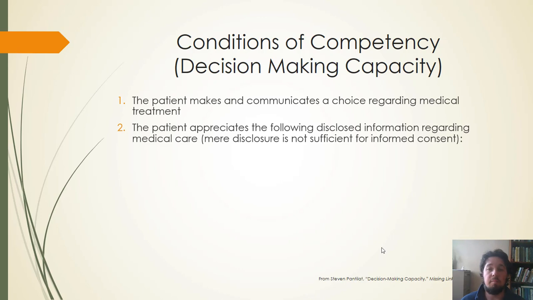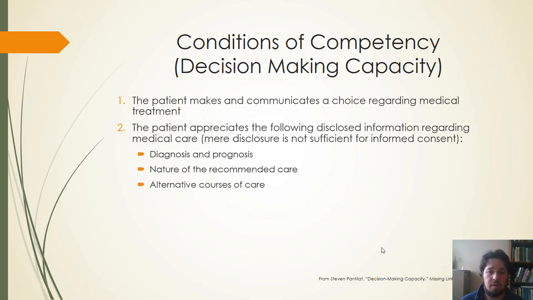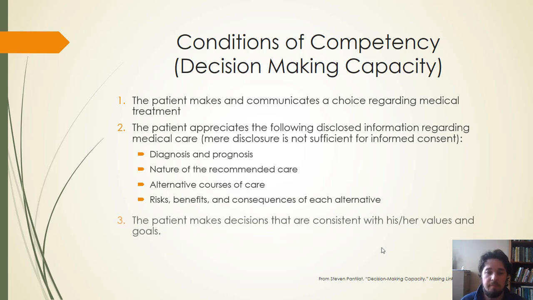The second condition is that the patient appreciates the following disclosed information regarding medical care. You can't just disclose the information, you have to see that the patient gets it and grasps it and appreciates the significance of the information. So the information they need to know and appreciate is the diagnosis and the prognosis. They need to know the nature of the recommended care. They need to appreciate and know the alternative courses of care. They also need to know the risks, the benefits, and consequences of each of these alternatives to care.